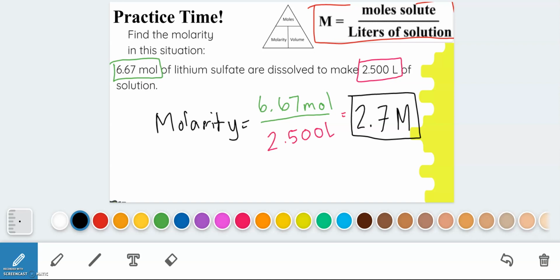Again, we've taken our moles, we've divided by liter. This tells me my concentration, that I have 2.7 moles of solute in 1 liter of solution. So that is what we are determining. We're determining how much is in 1 liter, and we have 2.7 moles in 1 liter. That's what we have.